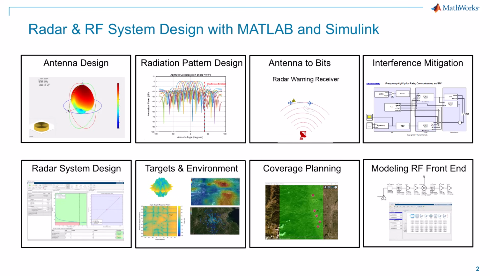This is the breadth of what we support for radar and RF system design with MATLAB and Simulink. Antenna design, radiation pattern design, full antenna-to-bit simulation, interference mitigation, radar system design, targets and environmental modeling, coverage planning, and RF front-end modeling. I want to emphasize that this is an end-to-end capability. You're not stitching together disconnected tools from different vendors. The antenna model feeds the propagation model, which feeds the signal processing, which feeds the tracker. Everything shares data structures and coordinate frames.